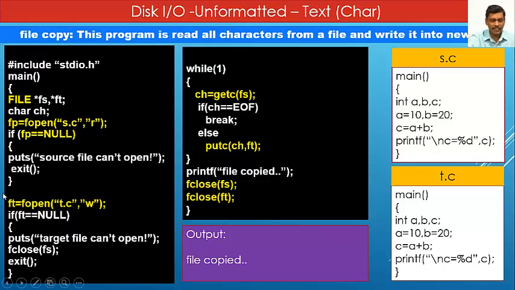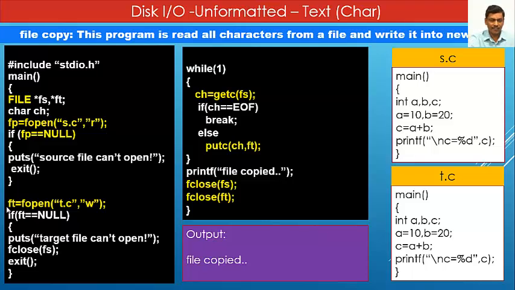Then this file is opened in write mode, so that file opens on the hard disk and it makes a stream between the hard disk and RAM memory. That RAM memory address is returned here, and that address is stored in ft, because ft is also a file structure pointer variable, so it can store an address. If there is any file opening error, it returns null. The condition is true, and it displays target file cannot open. Then fclose of fs, because if this condition is false, then only it comes and opens this file. This condition is false, the file successfully opened.